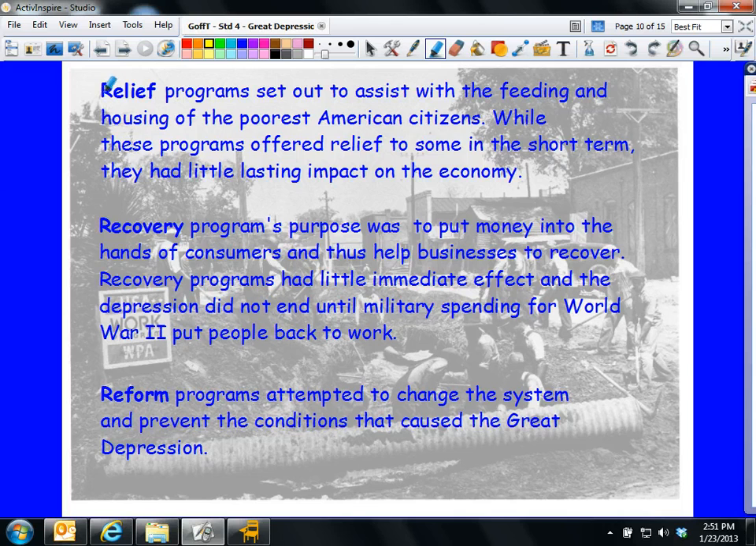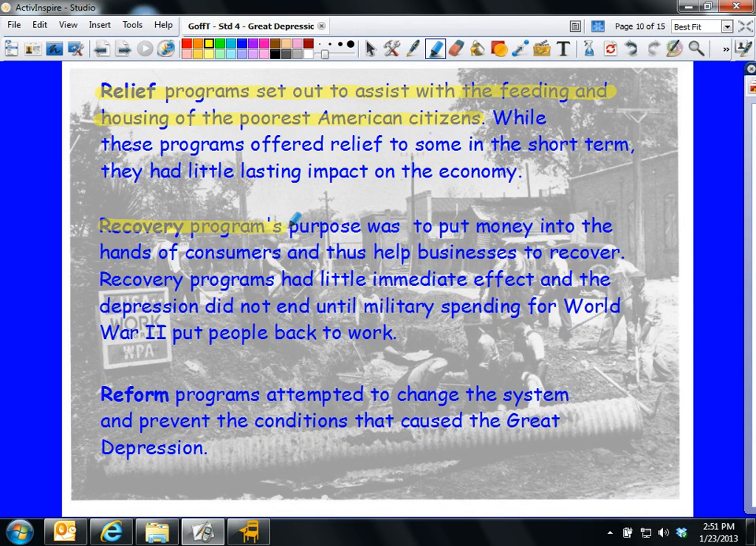Relief programs set out to assist with the feeding and housing of the poorest American citizens. While these programs offered relief to some in the short term, they had little lasting impact on the economy. These things were the immediate acts that the government went into to try to help people.